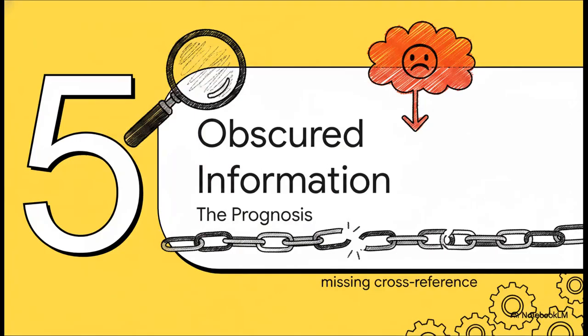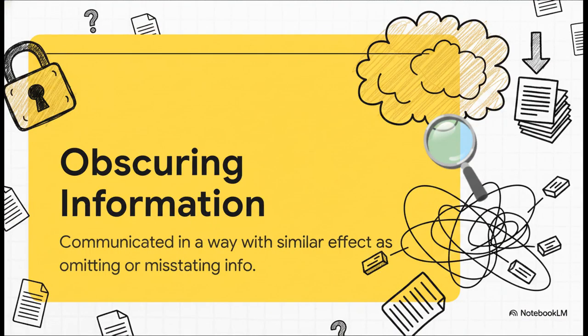Section 5. The risk of obscured information, the prognosis. Now you might be sitting there thinking, okay, a missing cross-reference, isn't that just a minor typo or formatting glitch? Well, actually, no. The severity of this is clearly laid out in paragraph 7 of Ind AS 1, which defines obscuring information. The standard tells us that if you communicate information in a way that reduces understandability, like hiding it or scattering it around, it is legally and practically the same thing as omitting or misstating that information entirely.